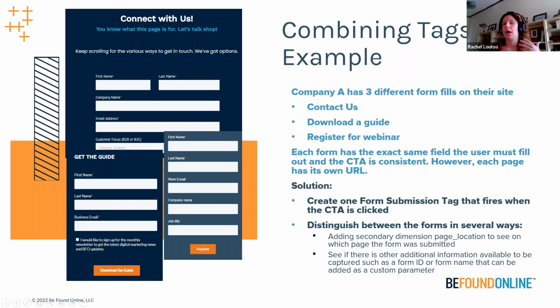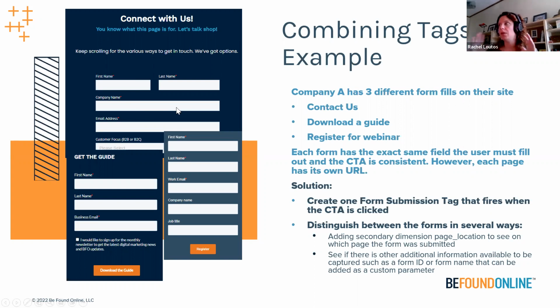And so, again, I just wanted to give you a quick example of those forms. These are all from the BFO website. We've got a contact us, get the guide, and a webinar form. And we're going to go a little bit into fantasy and just pretend that each one of these forms has the same exact fields, and they also have the same exact CTA. So it could just be submit or sign up or something like that, but pretend that all of these are consistent.